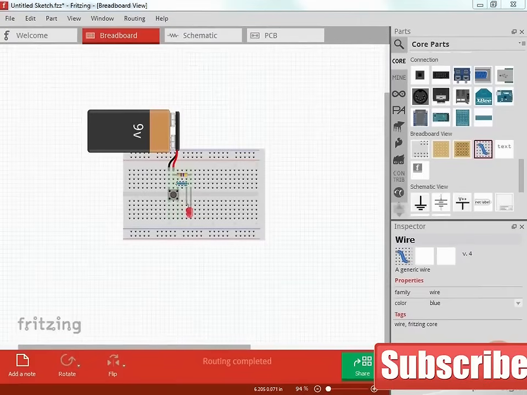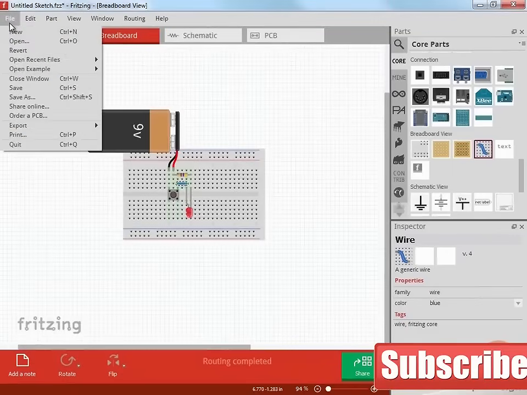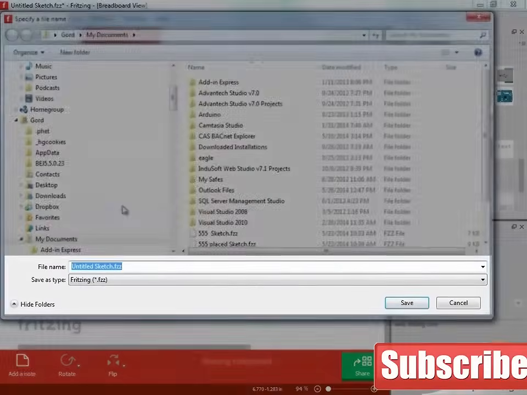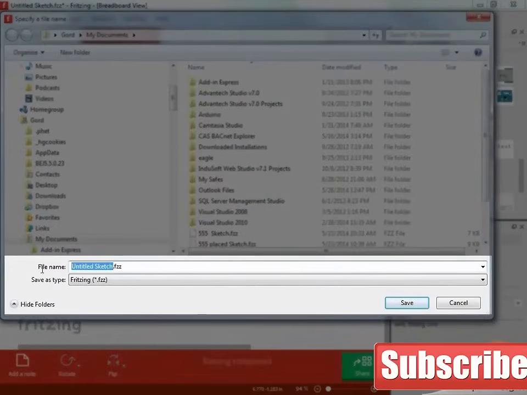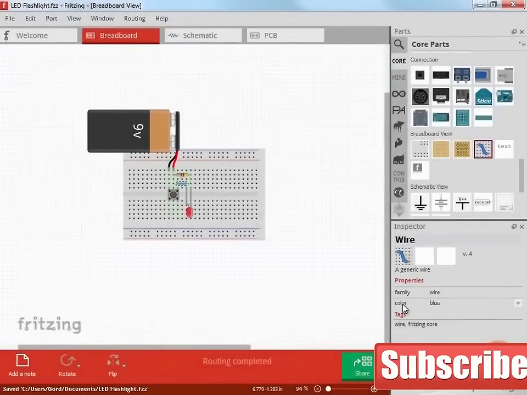So now there's only one thing left to do. We need to save this sketch. We're going to save it, and we are going to call it LED flashlight. There we go. We've saved that. Now that's about as simple a circuit as we can get. A single series circuit with a switch, a resistor, a power source, and a load, which is our LED.